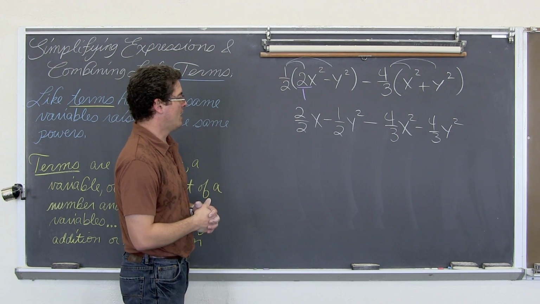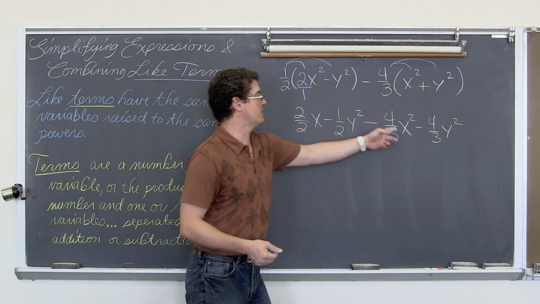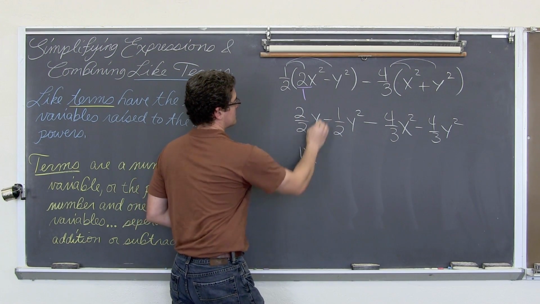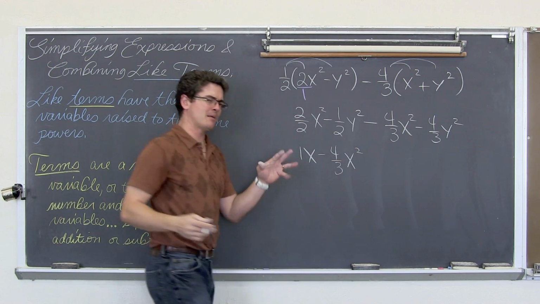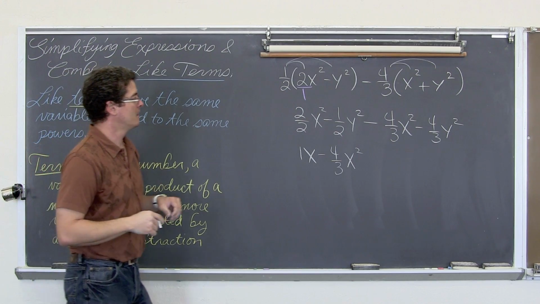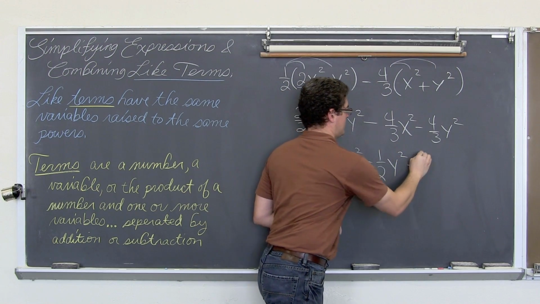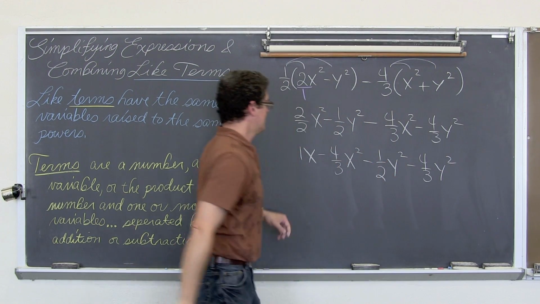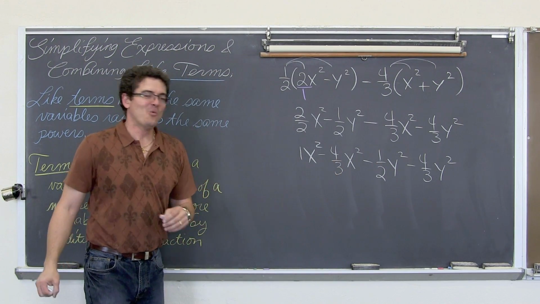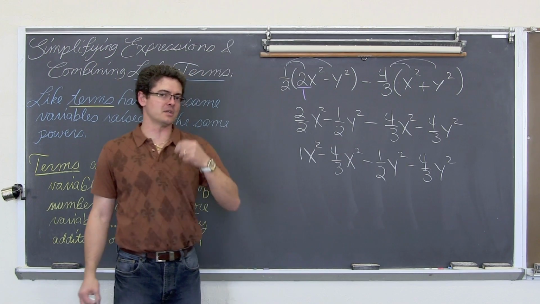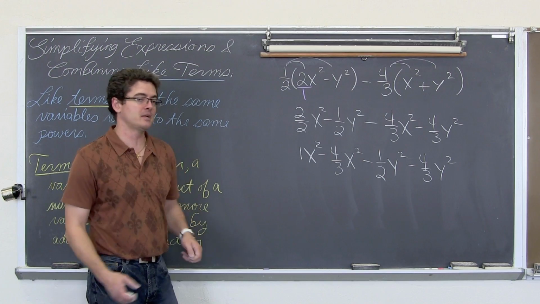So what do we have? Well, we've got these 2 values that need to go together. We've got 1x squared minus 4/3 x squared. This time I am going to rearrange things so that they're close to each other. We have negative 1/2 y squared and negative 4/3 y squared. So these 2 terms need to go together. They're like terms, and I keep forgetting the power of 2. Well, these like terms, the 1 and the 4/3, that's a whole number and a fraction. They will not go together unless they have common denominators.